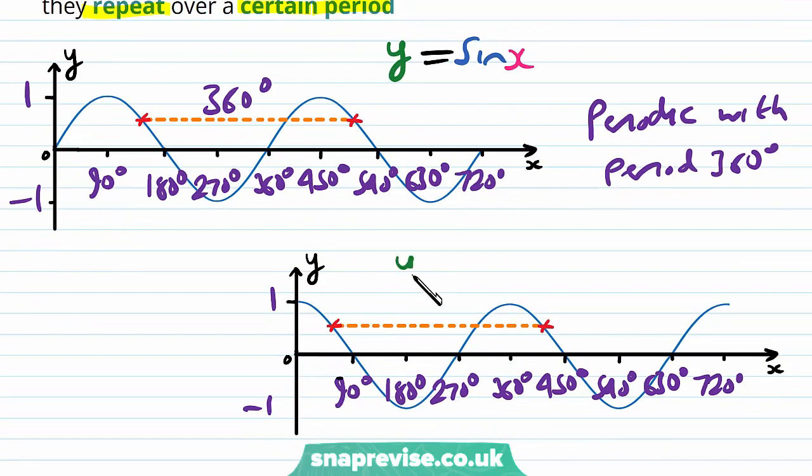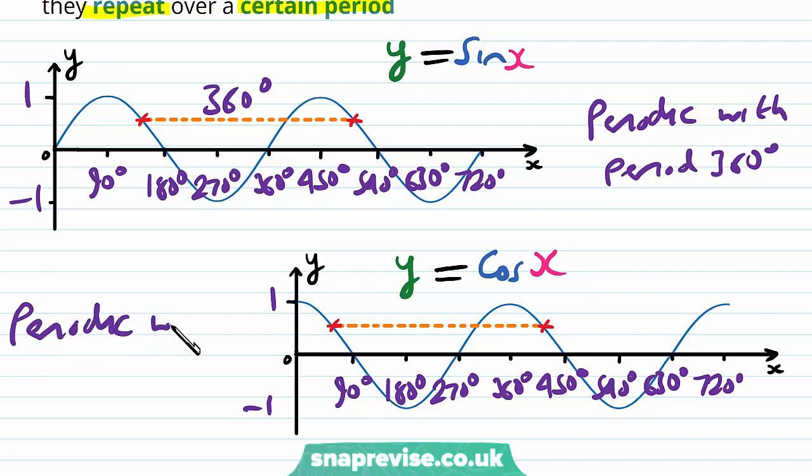And similarly for the graph y is equal to the cosine of x, it has precisely the same period, and therefore it is periodic with period 360 degrees. And so the distance between any two subsequent points is 360 degrees. We take the same pattern and repeat it on and on.